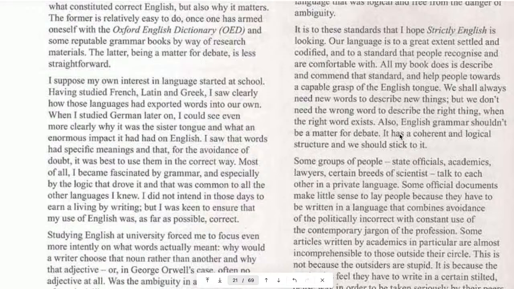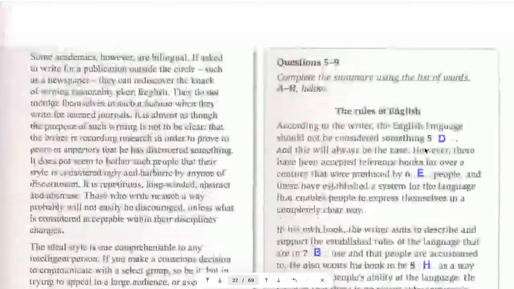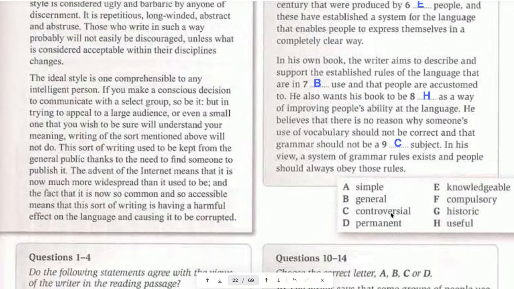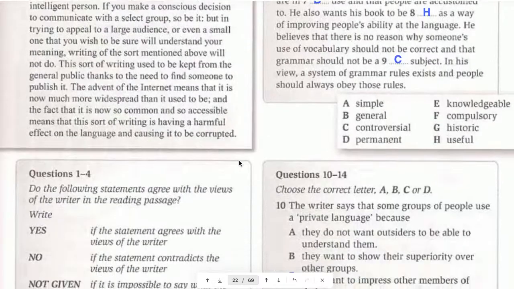Because English grammar has a coherent and logical structure, and we should stick to it. Okay, we should stick to it. That means that in this field, a system of grammar rules exists, and people should always obey those rules. So the answer here is controversial. Okay, subject. All right, it's clear, right?